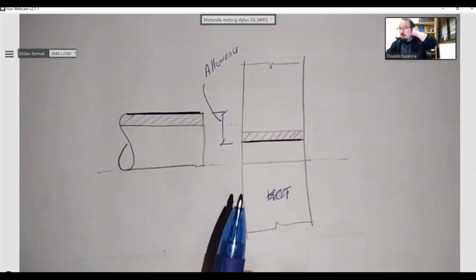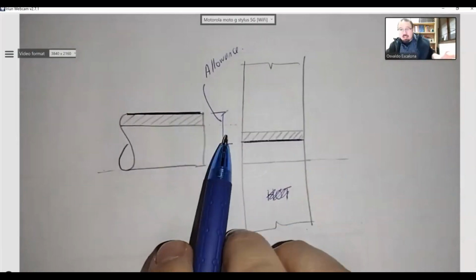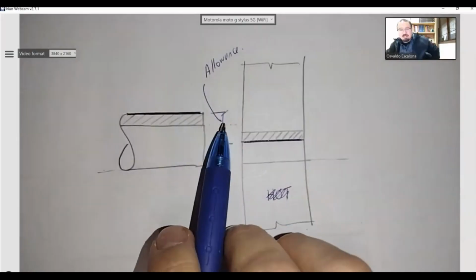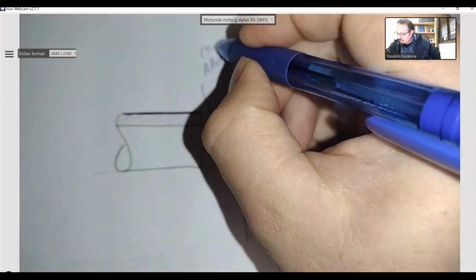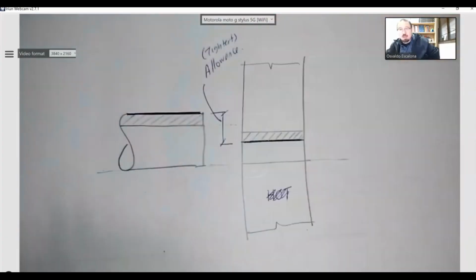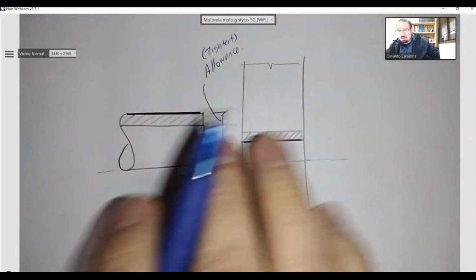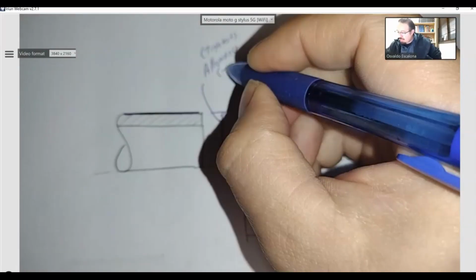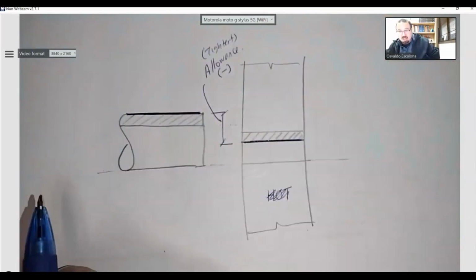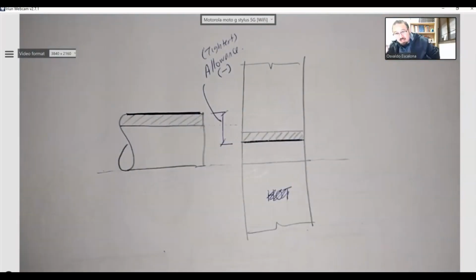However, I'm not allowing anything, and again, it's still the tightest fit, because I'm not allowing anything. In fact, my pin is so big, bigger than my hole. If I were to do this mathematically, I would have a negative allowance. I would do it mathematically with negative, which again is the tightest fit.